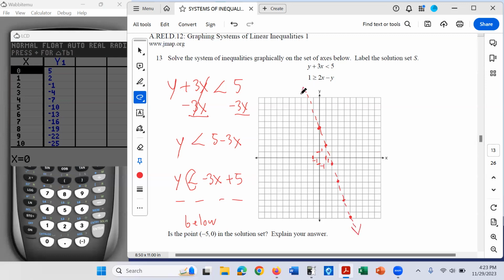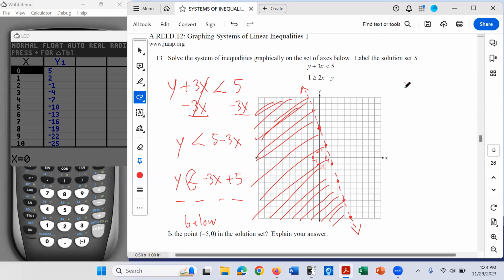Put my arrows at the end. And I'm shading below. So I'm just drawing perpendicular lines, or lines that are somewhat perpendicular to my original line to represent my shading. And that is more than enough. Cool. We got one graph.